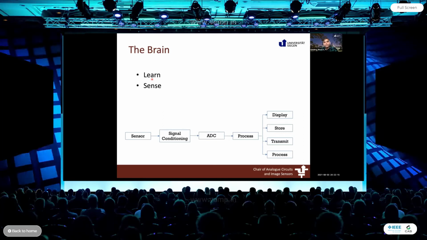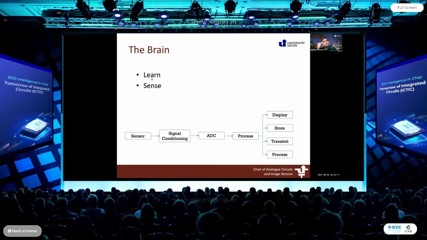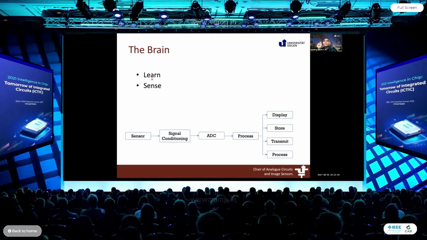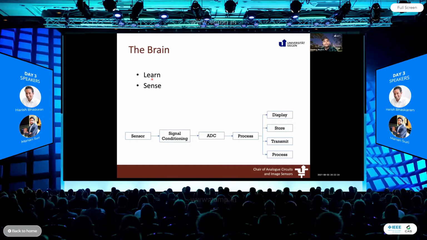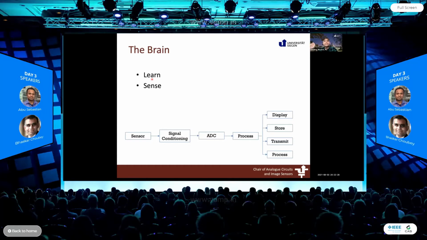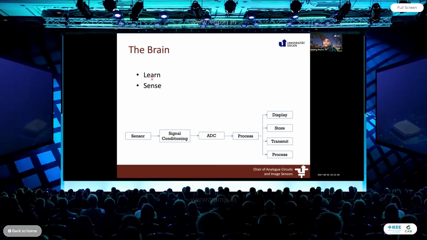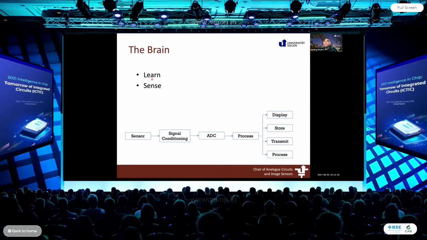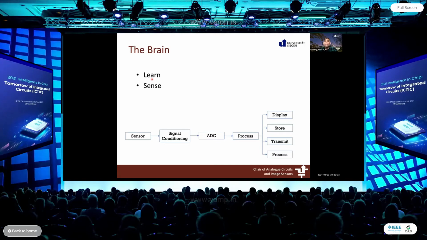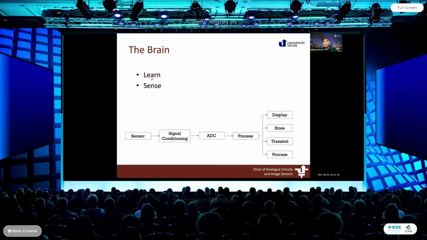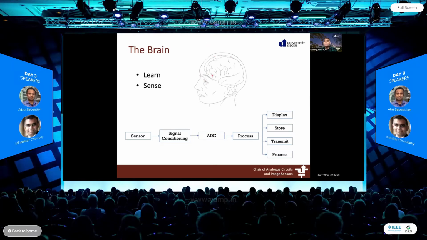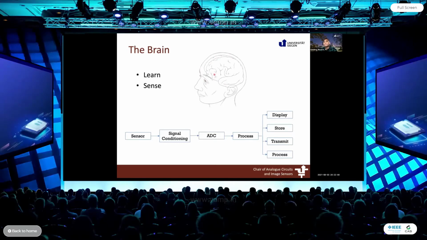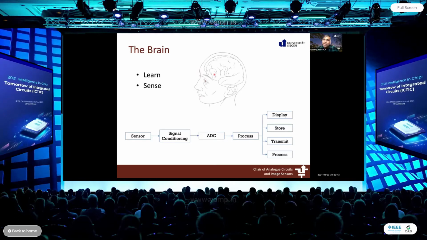Now, unfortunately or fortunately, the brain actually doesn't do that. It doesn't follow this paradigm of sensing, then doing some signal conditioning, some ADC processing, and then processing. It actually does both together. It learns and it senses together with one organ. Most neural network people would generally think of the brain as just the part where the processing is happening. That's a very interesting thing.